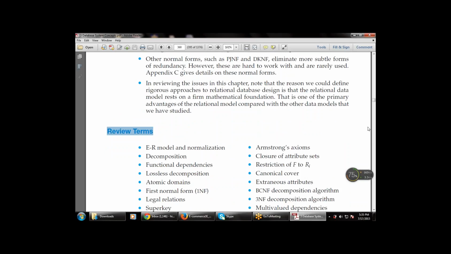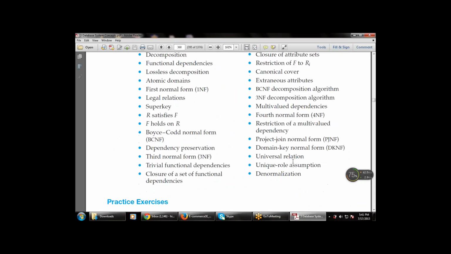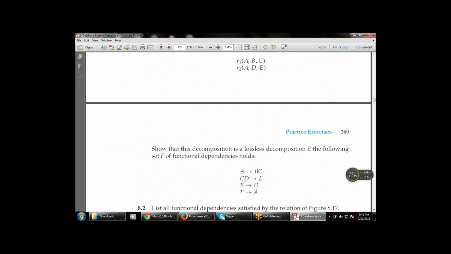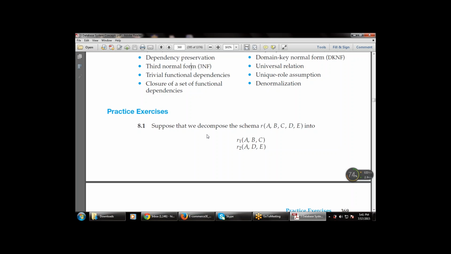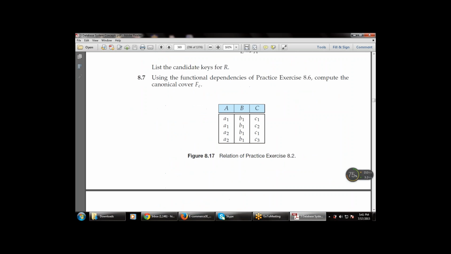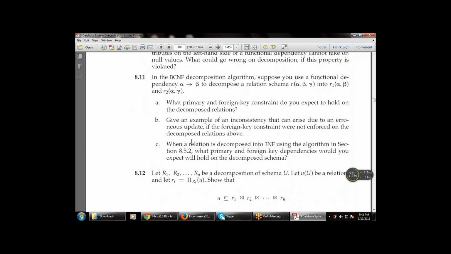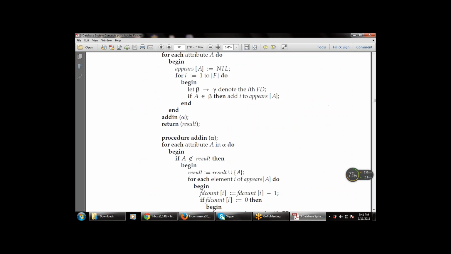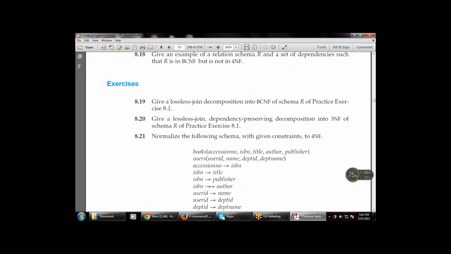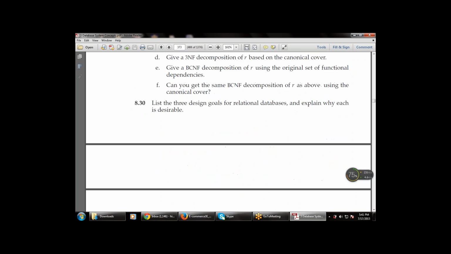Now, what are the various review terms used in this chapter? These are the various review terms available in this chapter. Then there are practice questions on this chapter, that is the relational database design chapter. So these are the various questions. What are the various functional dependencies and how to form them, and these are again questions on this topic.